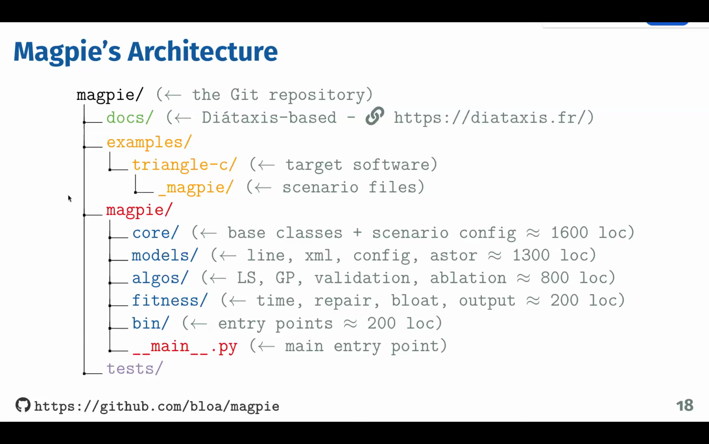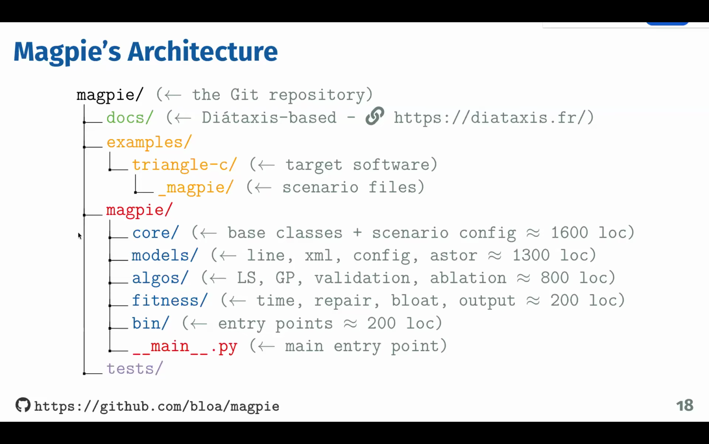The main part is a subfolder which is Magpie. That's the folder which is 4,500 lines of code. The core of Magpie is Magpie core. That's 160 lines of code, and that's the one thing you would need to read in one sitting. That's all the base classes on how to deal with scenarios. So Magpie core is really just 1,600 lines of code.